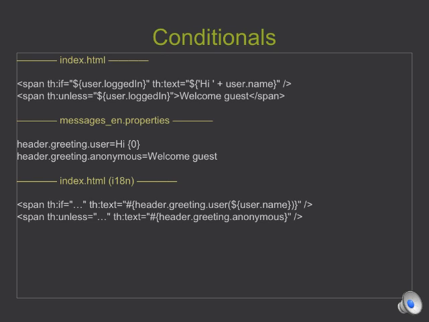So how about if we wanted to internationalize that? Well, we can do that too. So here in our messages.properties file, we've got our two greetings. And the first one is special in that it has this {0}, which means that this is a message that expects parameters. And so now in the bottom th:if, we can see that we're trying to get the value of that header message. And what we're going to pass to it with the parentheses is the username.